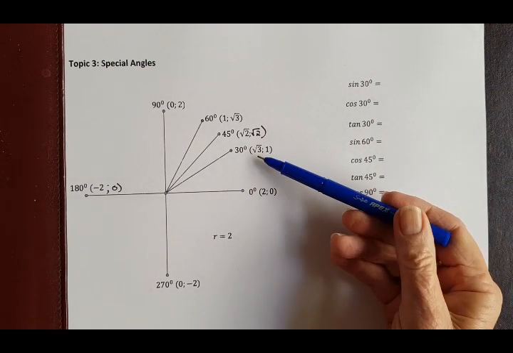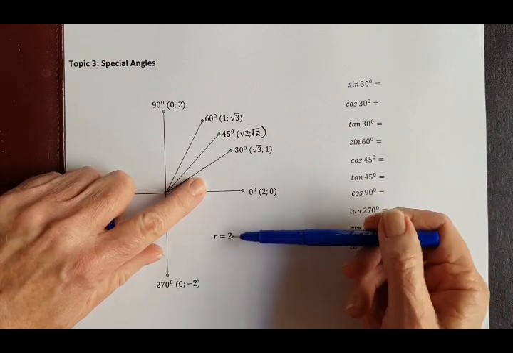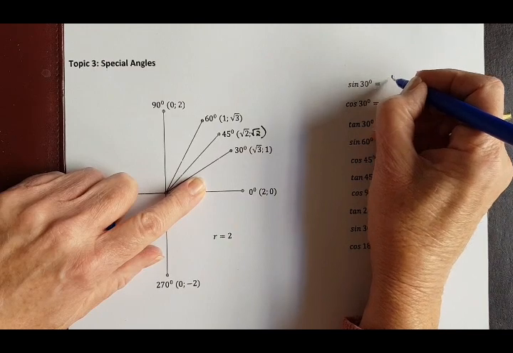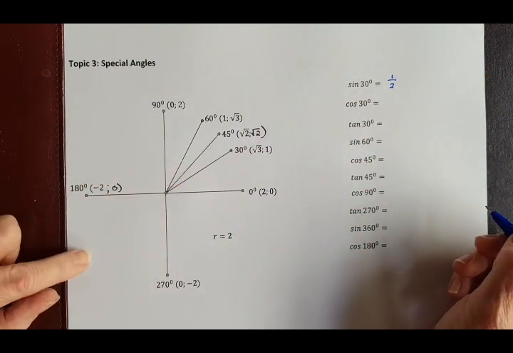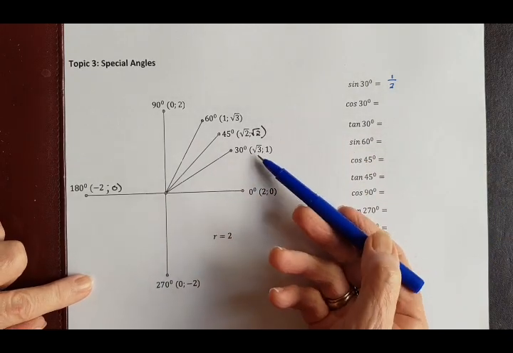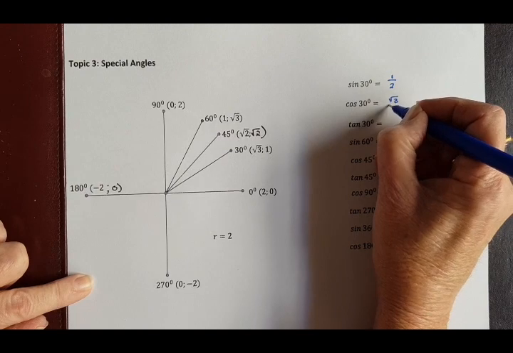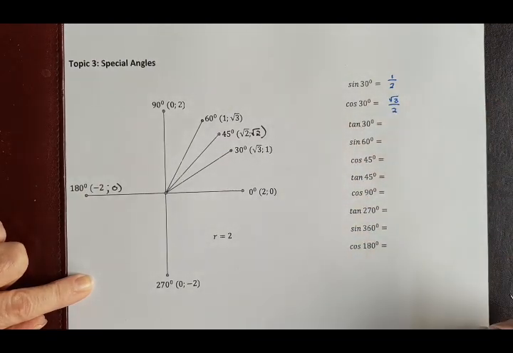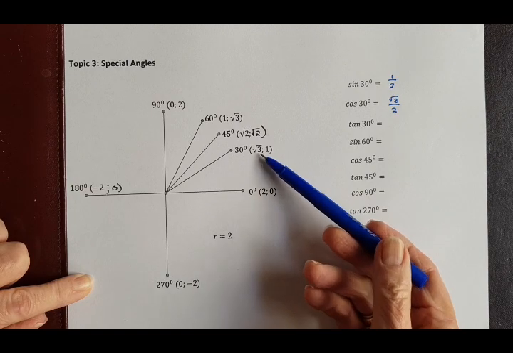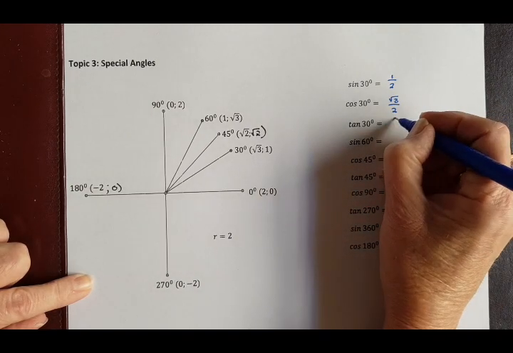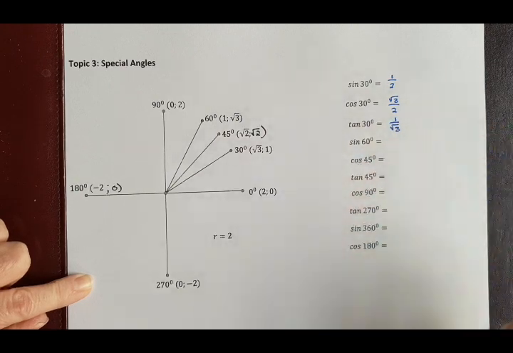Well, if we want sine of 30 degrees, we know that sine is y over r. It's our y value over our r value. Cos of 30 degrees is going to be my x value, root 3, over my r value, which is 2. Tan of 30 degrees is my y value, which is 1, over my x value, which is root 3.